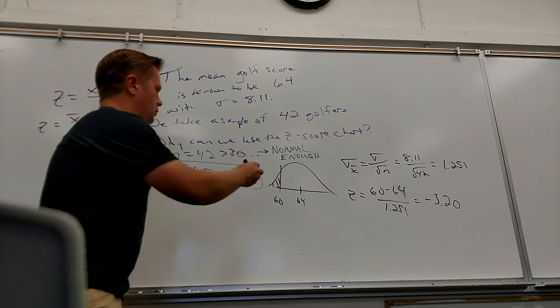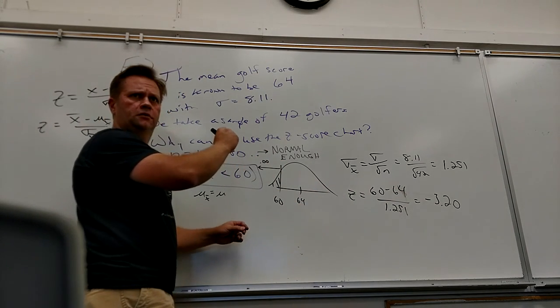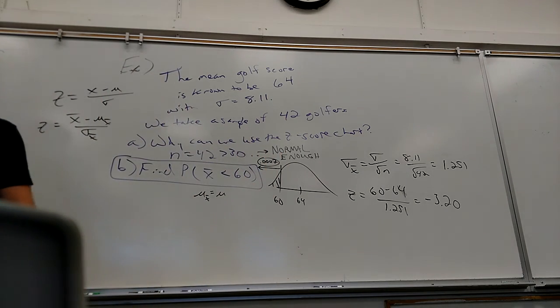So when you look at negative 3.2, what do you get? 0.0007. I like it.